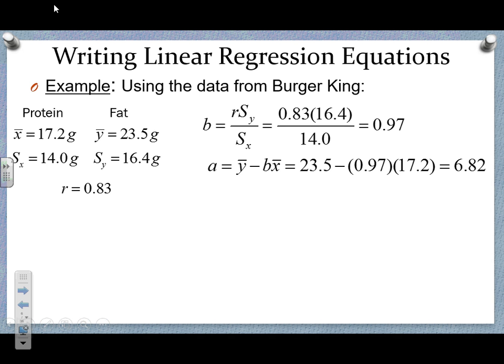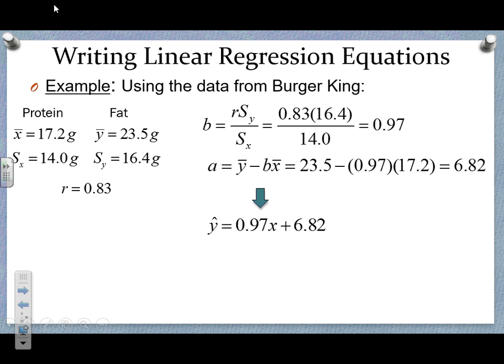So what would be the last thing I need to do here? Plug it back in and get the actual equation, right? So how is this equation going to look? What would I write? Y hat equals 6.82 plus 0.97x.